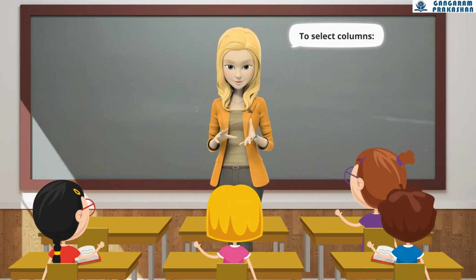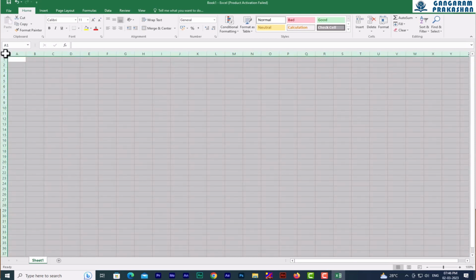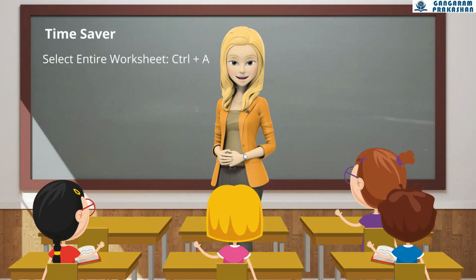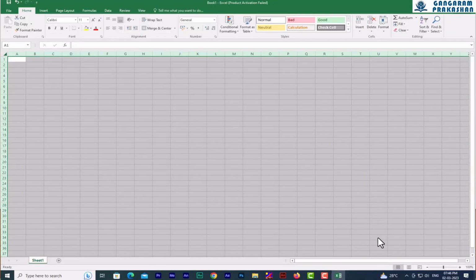To select columns, 1. Click a column heading to select an entire column. 2. Click a column heading and drag the mouse pointer over other column headings to select multiple columns. To select the entire worksheet, click the Select All button at the top left of the worksheet area. Time Saver. Select Entire Worksheet, Ctrl+A. All cells in the worksheet appear highlighted.